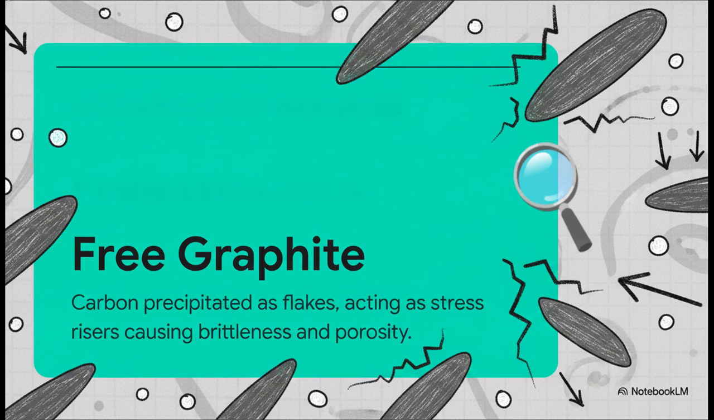As the metal slowly cools in its mold, the carbon actually precipitates out as these little graphite flakes. You can think of these flakes as microscopic fault lines built right into the metal itself. They act as huge stress risers.